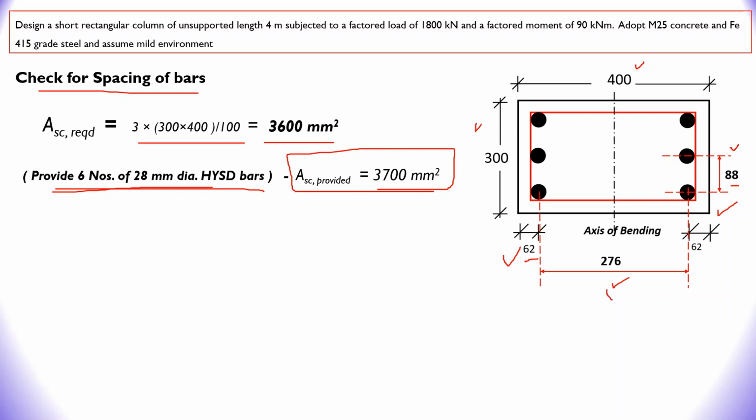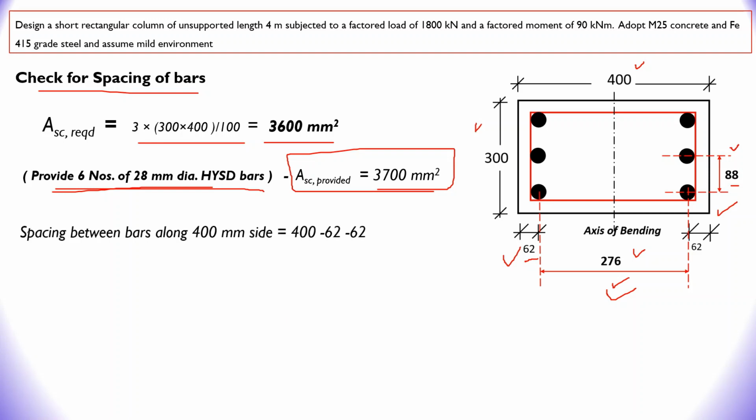And second is this spacing 276, and the code allows 300 millimeter center to center spacing. So in both directions we can say this is the actual or sufficient steel which we can provide, along with sufficient spacing between the adjacent bars.